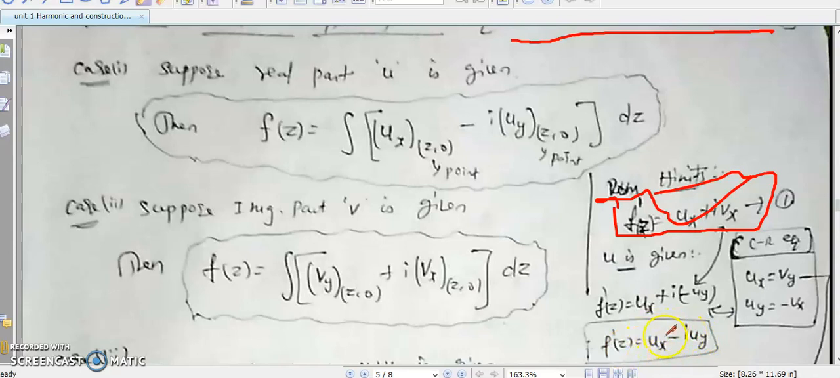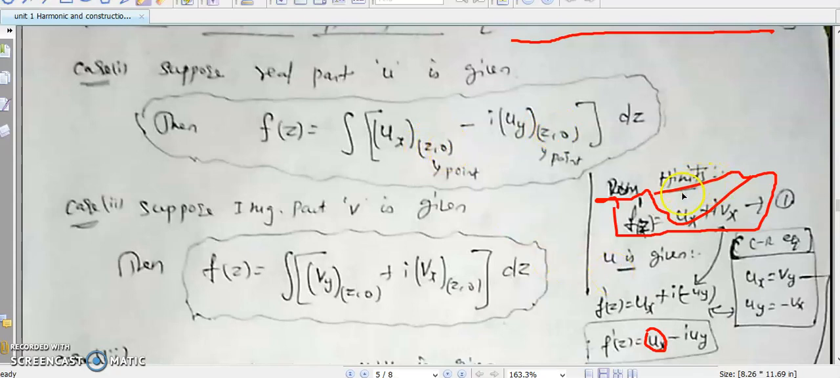Similarly, we take the integration. What is the integration of f dash of z? That is f of z. Then ux minus i uy is already there. Next, another important step: at the point z comma 0. So x is z, and y is equal to 0.